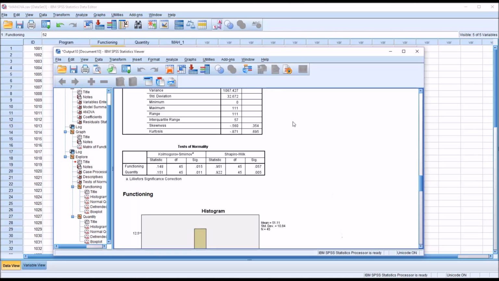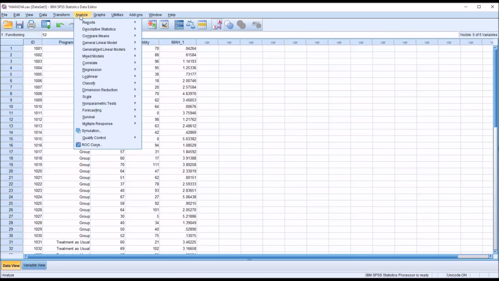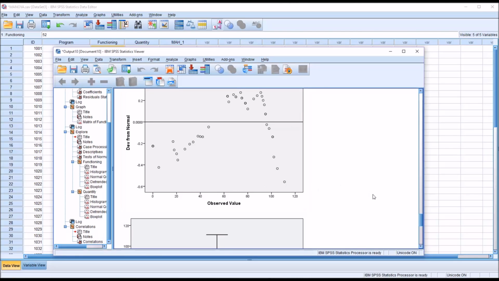So let's now move to the assumption of no multicollinearity. The way we test this is through correlation. We're going to use bivariate correlation. And again, you can see I've populated this. I'll reset it. Just functioning and quantity get moved over to the variables list box. Under correlation coefficients, the default is Pearson, and I'm going to leave it set there. There are no other changes, so I'll click OK.